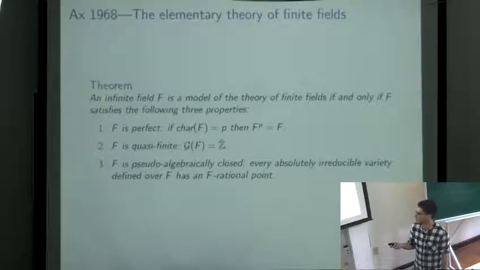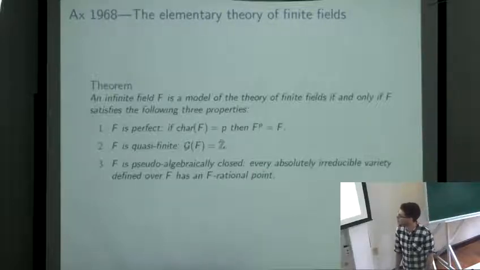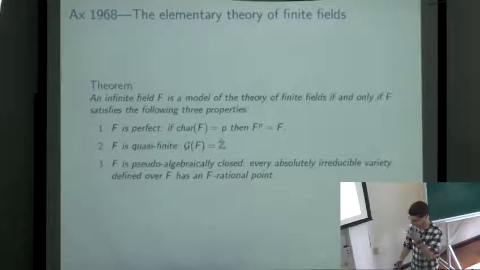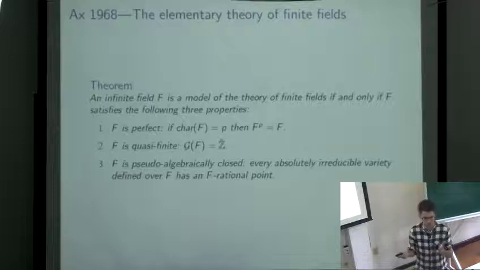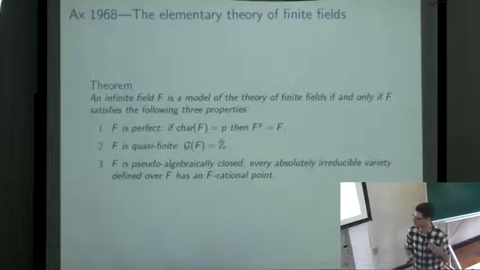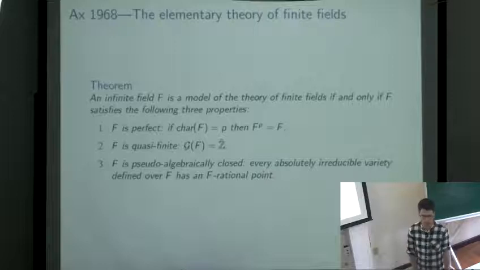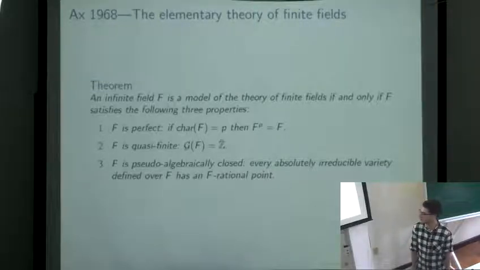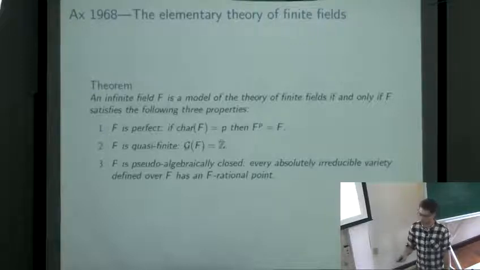The first is that it's perfect, which just says that if it's characteristic p, then f to the p is equal to f. It has Galois group Z hat. And then the last one is this algebraic condition, which is the last missing ingredient, which says that F is pseudo-algebraically closed. So this was already mentioned by Samaria in her talk, but F is pseudo-algebraically closed if whenever you take an absolutely irreducible variety defined over the field, it has a point in the field. Okay, so algebraically closed fields are pseudo-algebraically closed by the Nullstellensatz, but you have lots more. So for example, ultraproducts of finite fields.